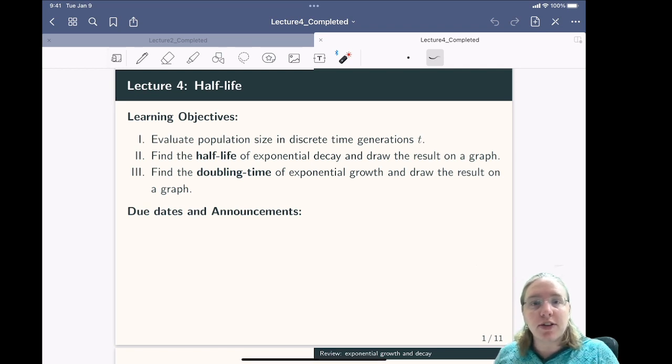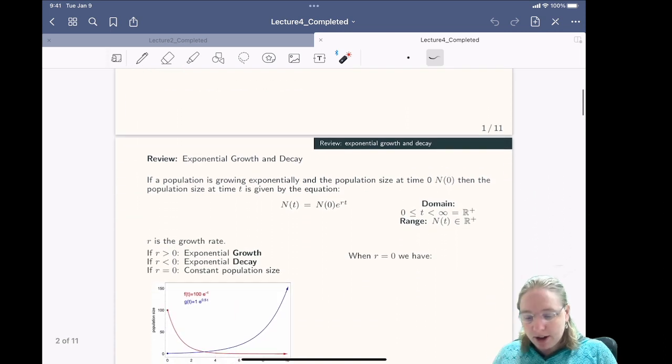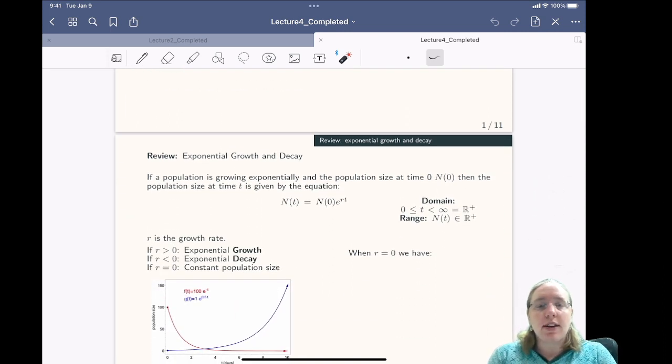Hello and welcome to lecture 4 on half-lives. In the last lecture we talked about exponential functions, and today we're going to talk about a particular application of exponential functions that's going to show up a lot in this class, and that's exponential growth and decay.